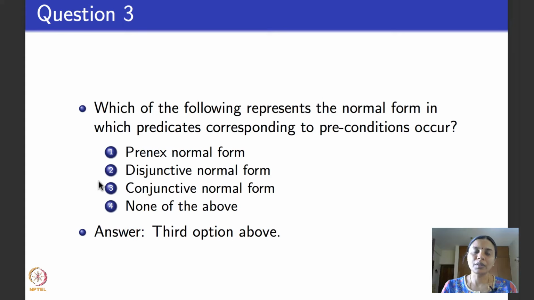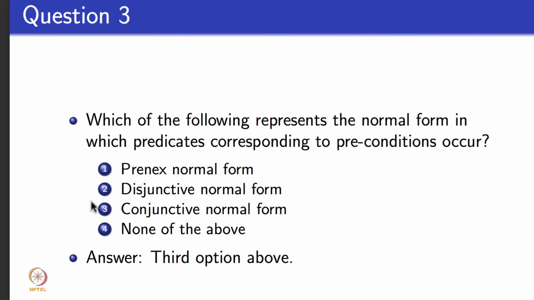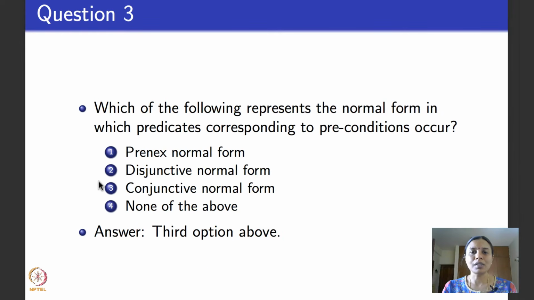Question number 3 was a multiple choice question. It reads as follows. Which of the following represents the normal form in which predicates corresponding to preconditions are? There were 4 options given to you in the question. Option 1 was prenex normal form. Option 2 was disjunctive normal form. Option 3 was conjunctive normal form. And option 4 says it occurs in a normal form that's none of the above 3. The correct answer to this is the third option, which is conjunctive normal form.